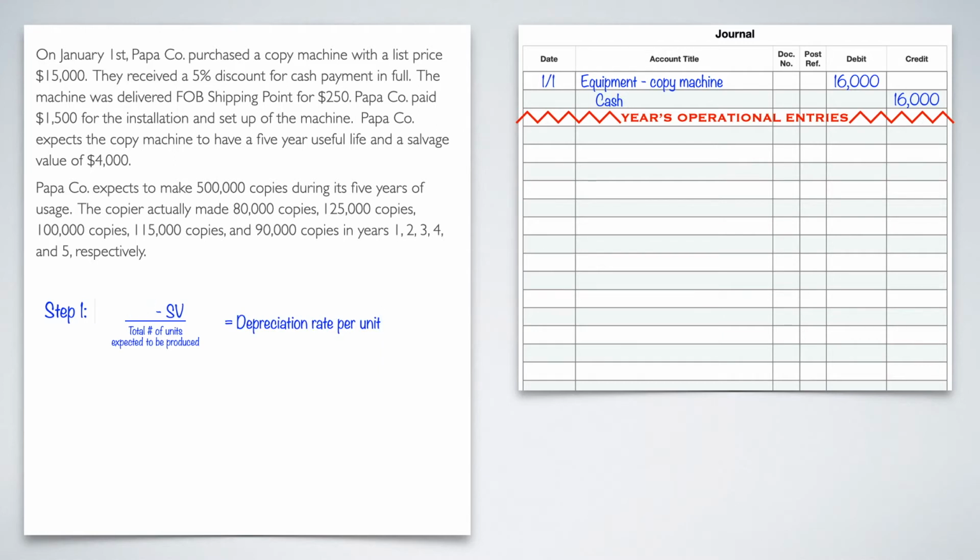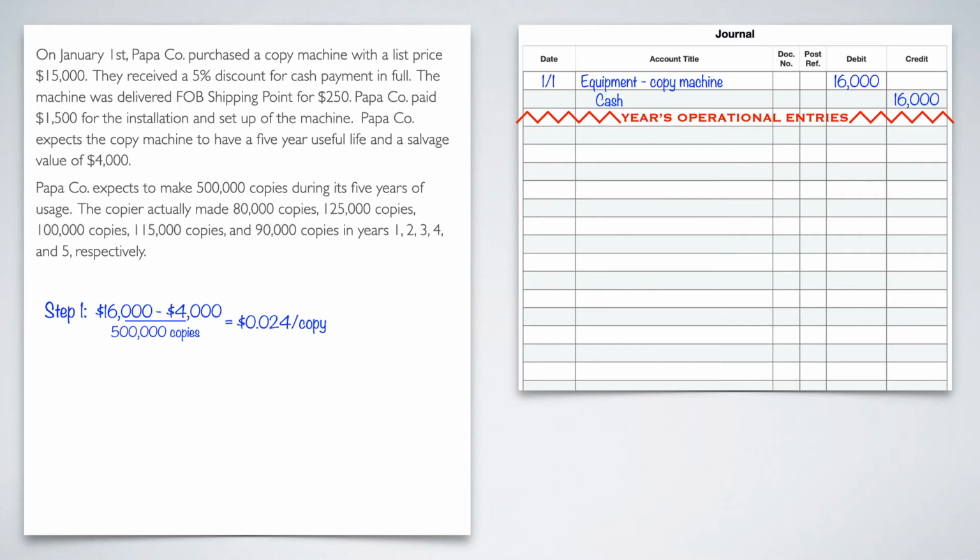So our TAC is 16,000. Salvage value is 4,000. Again, that's also our depreciable base, so our depreciable base is 12,000. That's what we need to hit by the end. And the total number of units expected to be produced is 500,000 because that's what they estimate. So we'll replace that with 500,000 copies, and that will give us a depreciation rate of 0.024 per copy. So almost 2.5 cents per copy is how we're going to depreciate it.